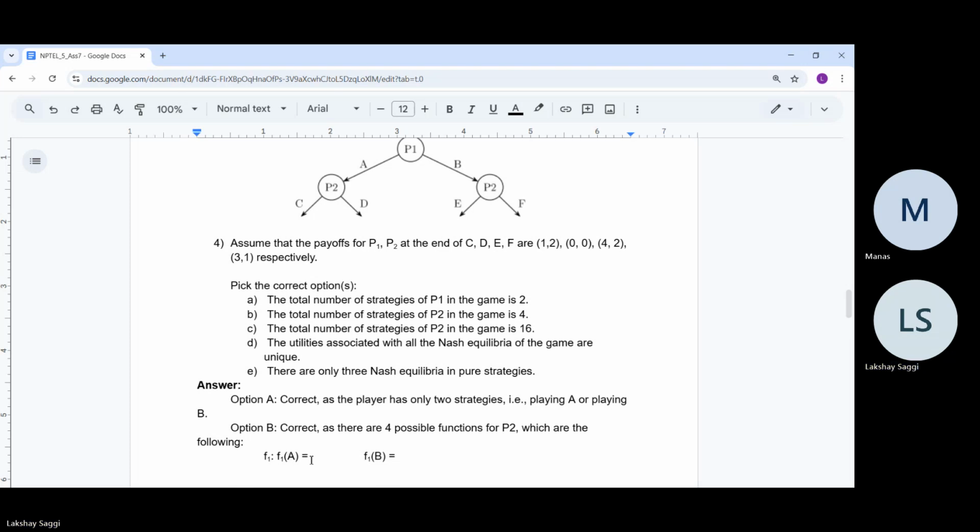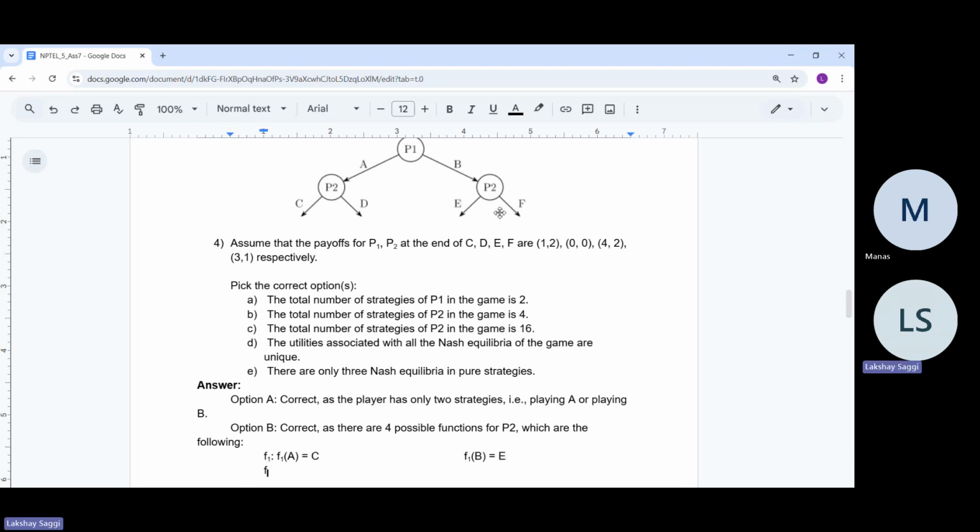And now, what are the choices for F1 of A? So after F1 of A, player two has two choices, C or D. So let's say the function F1 is assigning C to F1 of A, and in F1 of B, it's assigning something like an E.